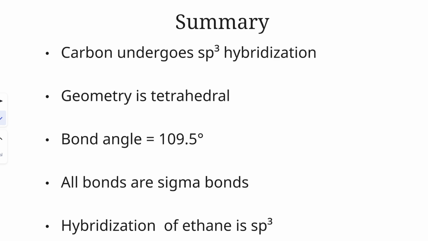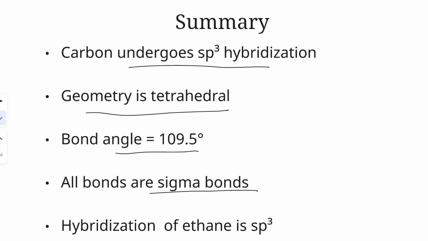Now let's quickly summarize what we have learned. Each carbon atom in ethane undergoes sp³ hybridization. The geometry around carbon is tetrahedral. The bond angle observed is 109.5 degrees. All bonds in ethane are sigma bonds. The hybridization of ethane is sp³.